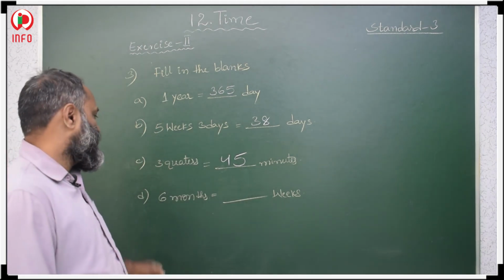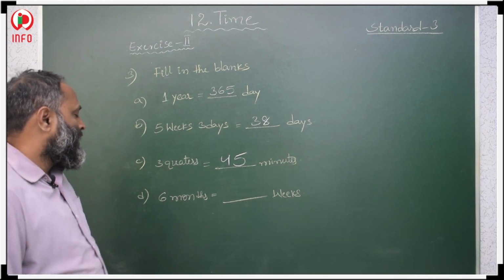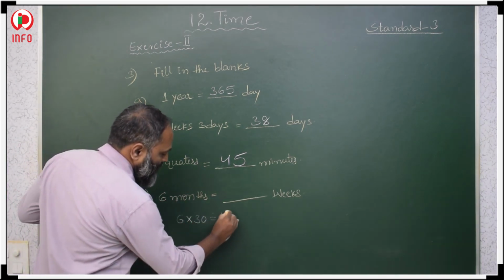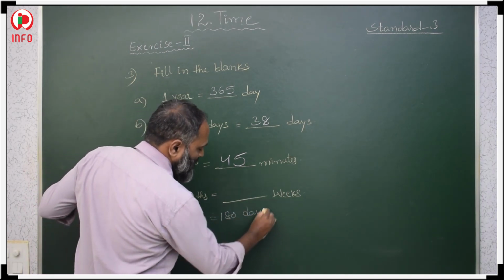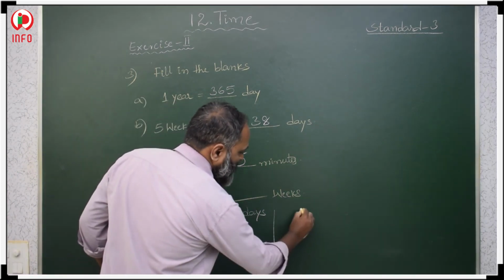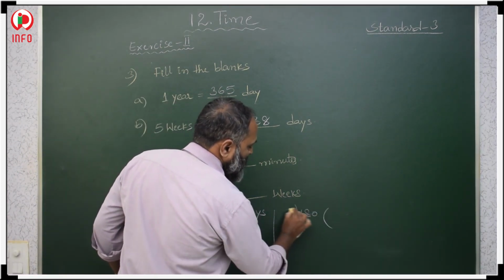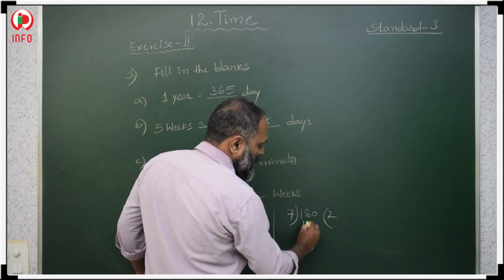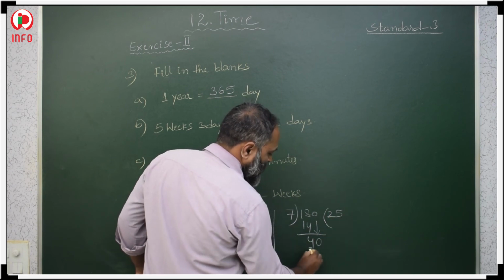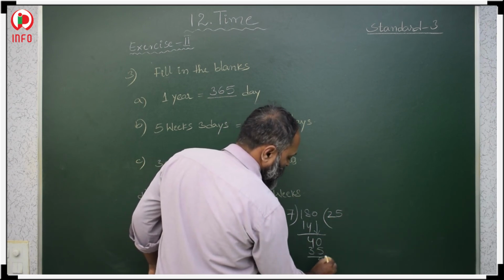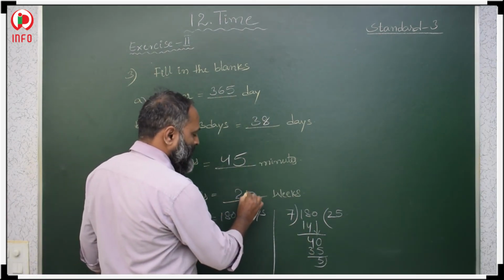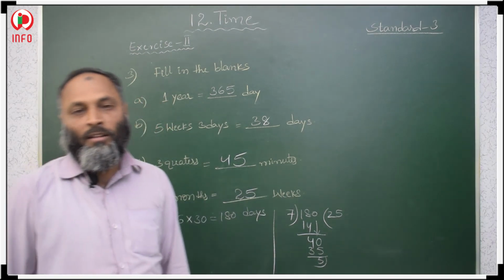6 months, how many weeks? So 6 months, first we have to multiply with 30. 6 threes are 18, 180 days. In 180 days, how many weeks are there? It means we have to divide 180 by 7. 7 twos are 14, 4 left, then 0. 7 fives are 35 and 5 left. It is approximately 25 weeks, 5 days. He is asking only weeks, 25 weeks. Okay, students.